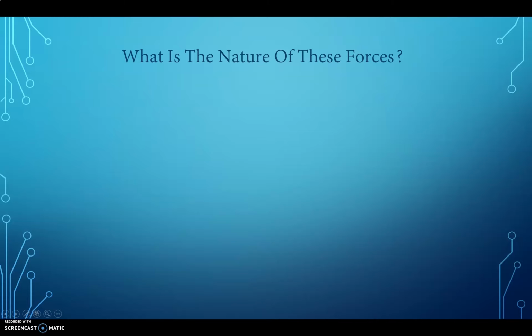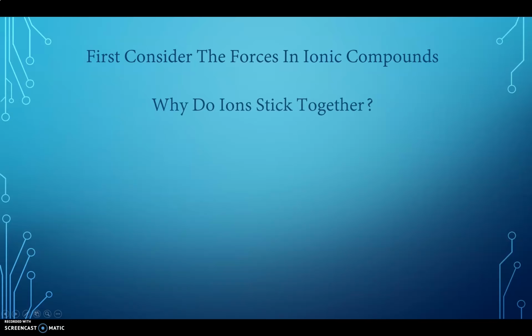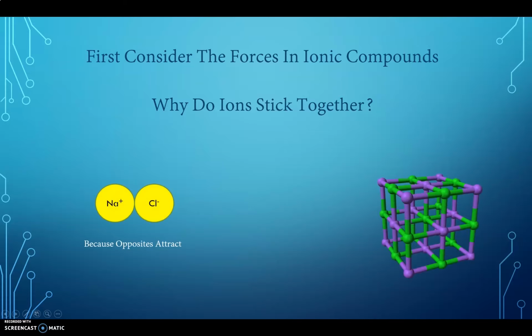Well, first, let's consider ionic compounds. What is it that holds the ions together in ionic compounds? Why do ions stick together? It's simply because they have opposite charges. For example, in salt, a sodium ion is attracted to a chloride ion because they have opposite charges.